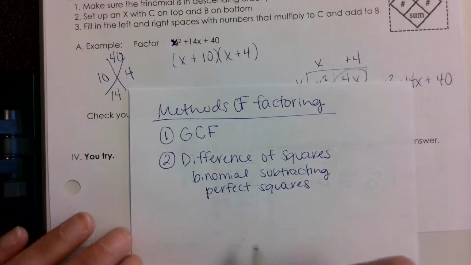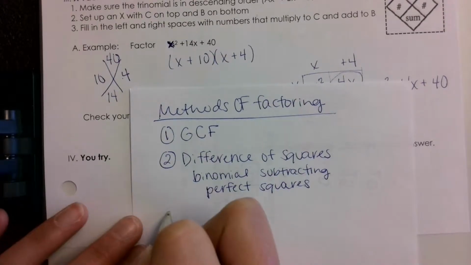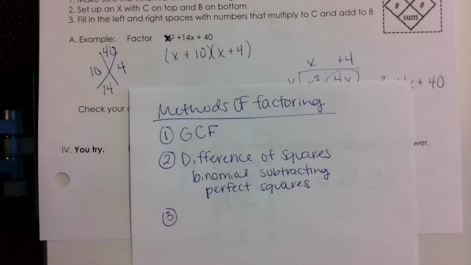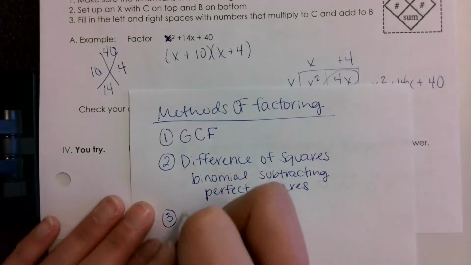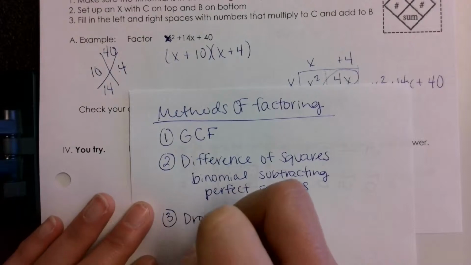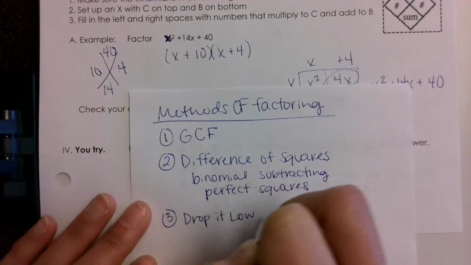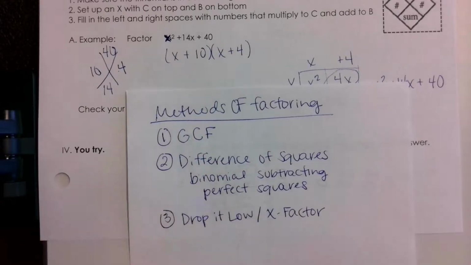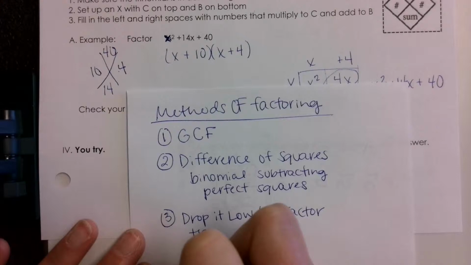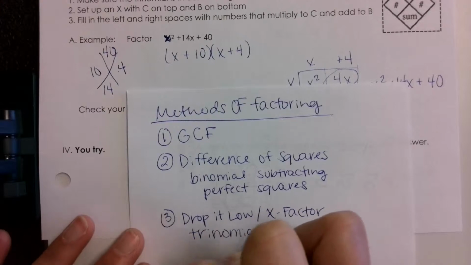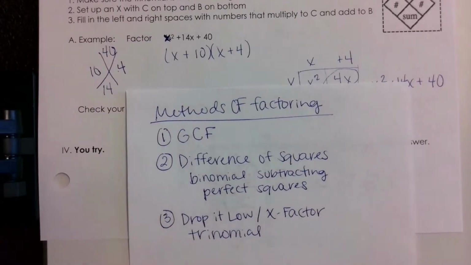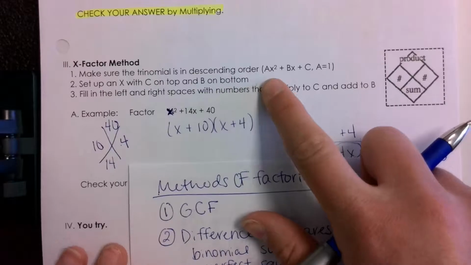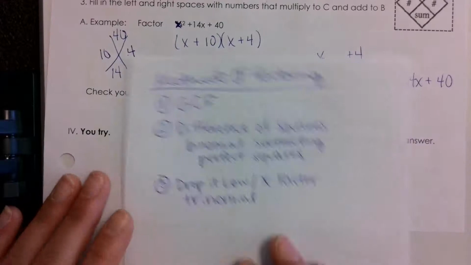And then if it's not a binomial, it's probably going to be a trinomial. And then we'll do drop it low or x factor, which is what we're talking about today. So drop it low or x factor. And so for that, it's going to be a trinomial. And your a value, that's your leading coefficient, the number in front of x squared, it's always going to be 1 for this. So we're going to say a equals 1.